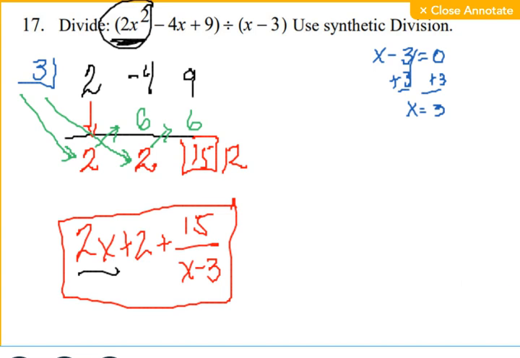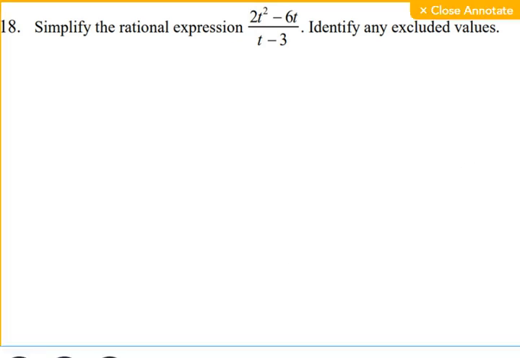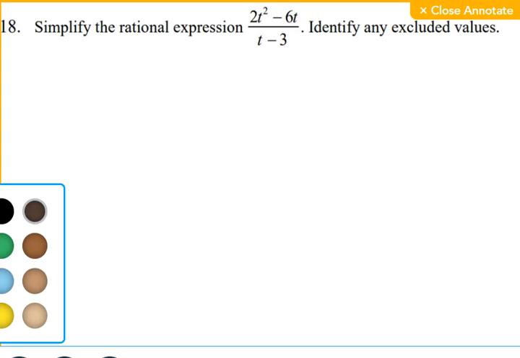All right? All right, number 18, it says simplify the rational expression 2t squared minus 6t divided by t minus 3 and identify the excluded values. All right. Copy that, and we'll do this one together.